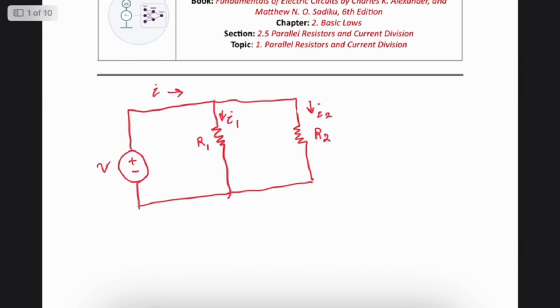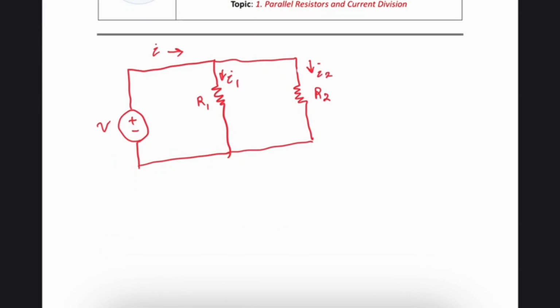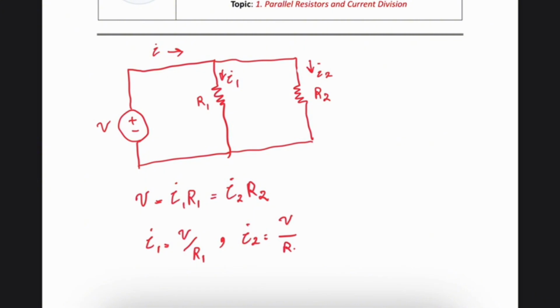From Ohm's law, we know that V is equal to I1 times R1, which is equal to I2 times R2. Okay, solving for these currents, I1 is V over R1, and I2 is going to be V over R2.